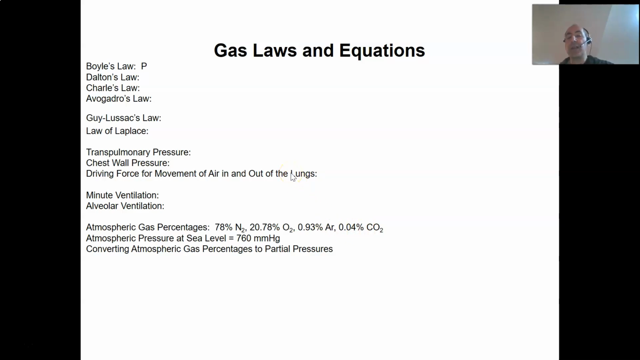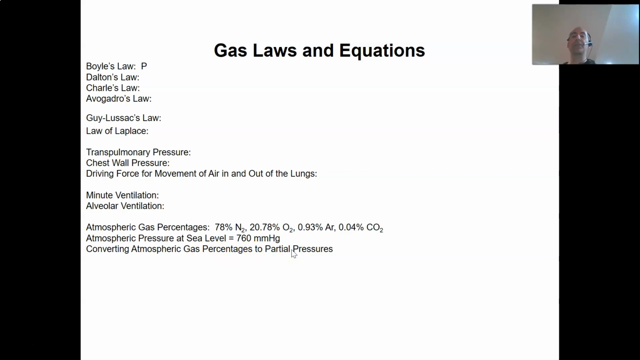Atmospheric pressure at sea level is about 760 millimeters of mercury. In the Milwaukee, Chicago area, we're probably looking at about 750, 745 millimeters of mercury pressure, depending on the day, because we're about 600 feet above sea level. And we're going to talk about converting atmospheric gas percentages to partial pressures.